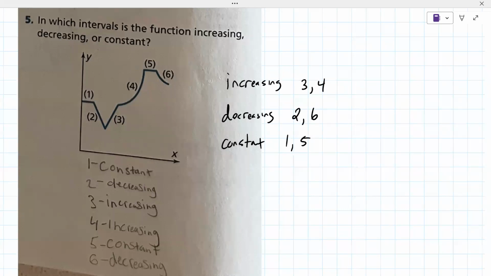Any questions on that? No. All right. All right, let me grab the next one. Oh, let's go to that one. See if I can find it. Okay, so let's grab number 6.